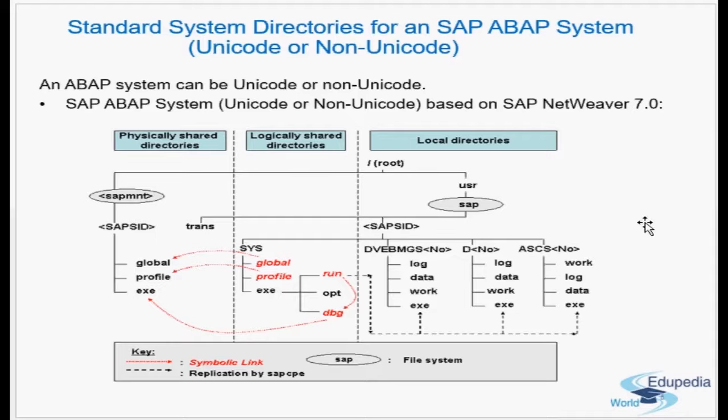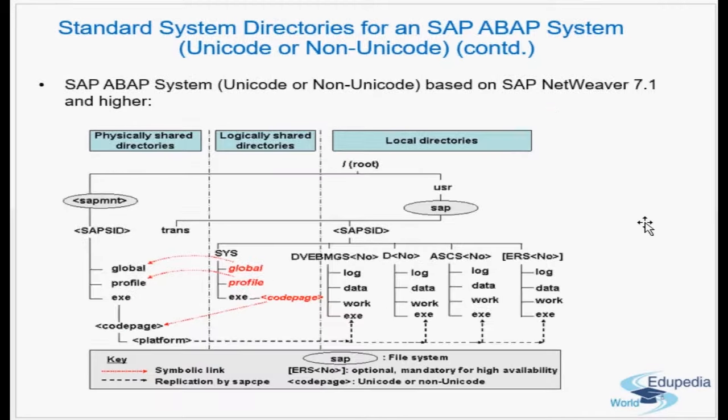Okay, now this is the ABAP system, Unicode or non-Unicode, 7.0 or lower. From 7.1, everybody knows SAP has made some architectural changes. In an ABAP system, architecture wise there is no change, but in the file systems there is a slight modification. If you compare these two pictures, everything is the same. You have root, you have USR SAP SID, you have trans, USR SAP trans, you have SAP MNT SID, and it has global, profile, exe. Similarly here also sys has global, profile, exe.